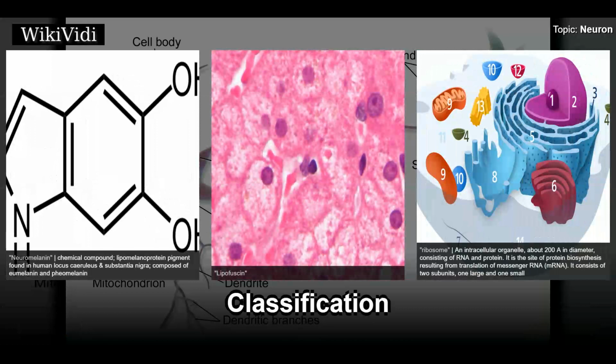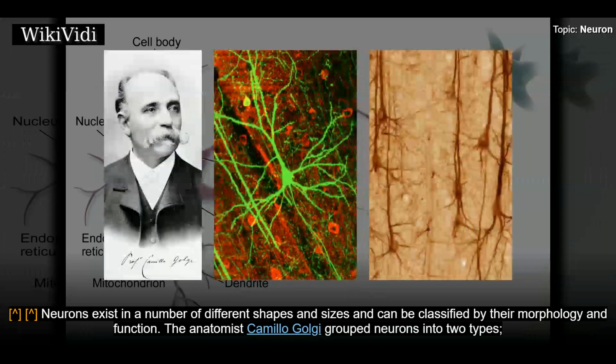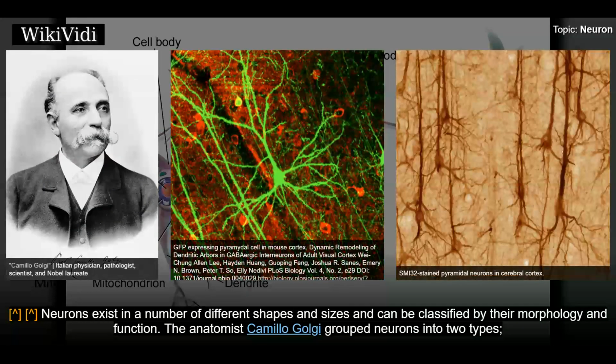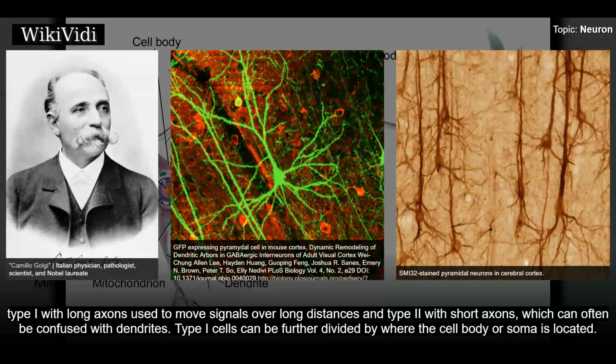Classification. Neurons exist in a number of different shapes and sizes and can be classified by their morphology and function. The anatomist Camillo Golgi grouped neurons into two types. Type I with long axons used to move signals over long distances, and type II with short axons, which can often be confused with dendrites.